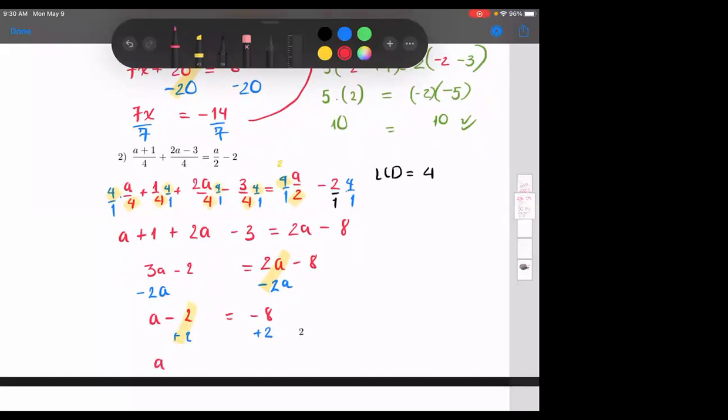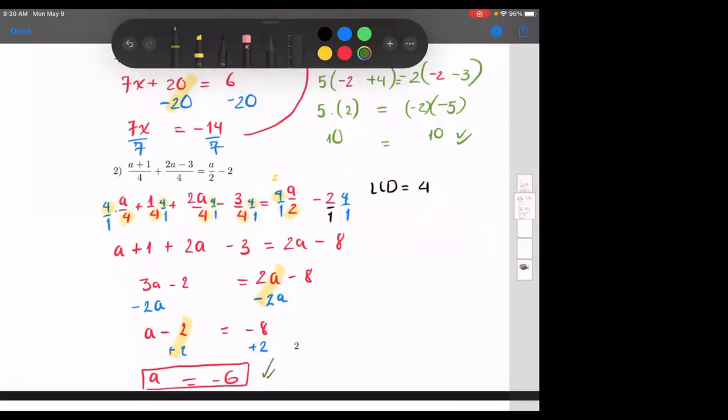A equals -6. You check it yourself, okay? I'm not going to check it. You can check it using your calculator. -6.